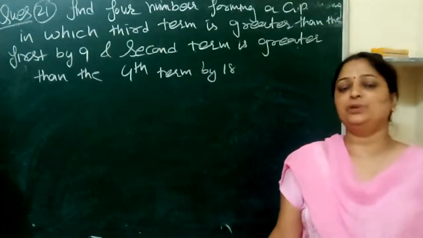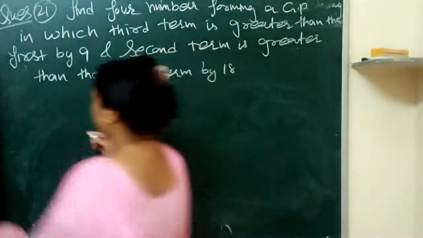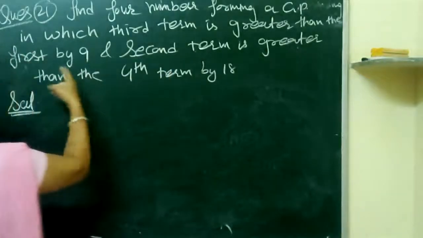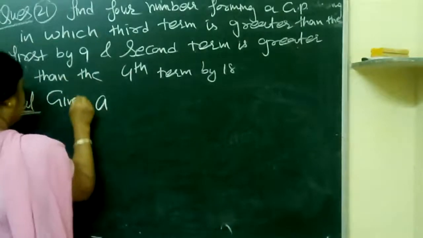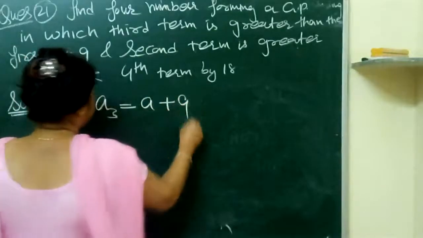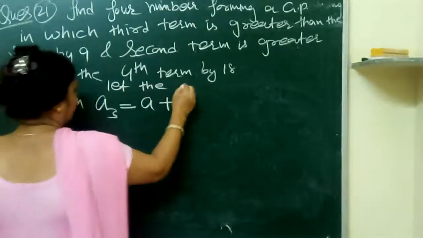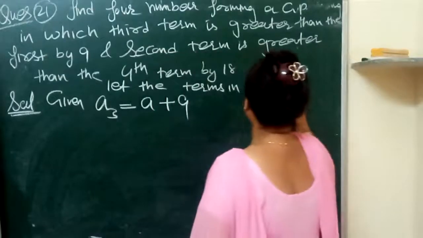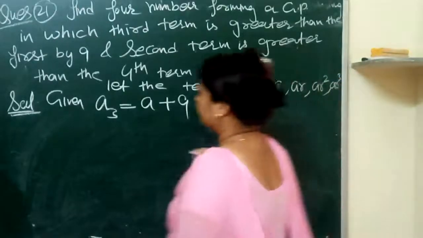In GP, if we know A and R, then we can find the 4 terms. So let us start. First of all, we will find A and R. What is given? The third term is greater than the first by 9. You know in GP, how many terms are there? Let the 4 terms in GP be A, AR, AR square and AR cube. These are the first 4 terms.